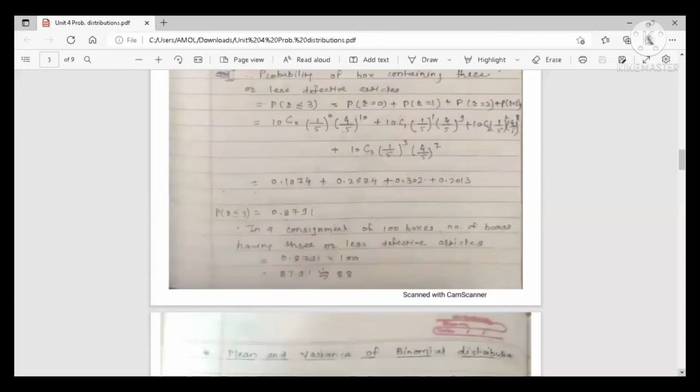Now next is, in a consignment of 100 boxes, the number of boxes having 3 or less defective articles is equal to, we want to know, in a consignment of 100 boxes, how many boxes have 3 or less defective articles? Now, we have the probability of a box containing 3 or less defective articles. It is 0.8791. You multiply that probability by 100 and the answer is 87.91. And 87.91 means approximately 88 boxes out of 100 have 3 or less defective articles. So this is the example of defective articles here.